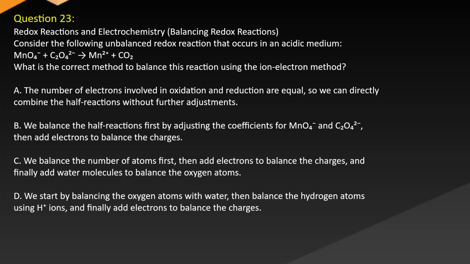A. The number of electrons involved in oxidation and reduction are equal, so we can directly combine the half reactions without further adjustments. B. We balance the half reactions first by adjusting the coefficients for Mn and Co, then add electrons to balance the charges.